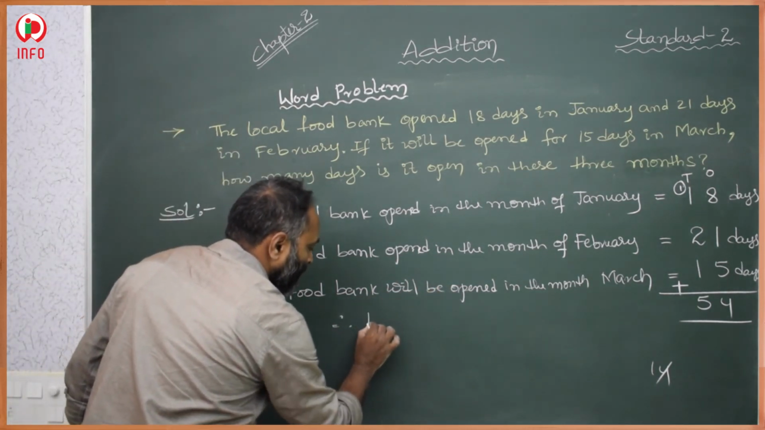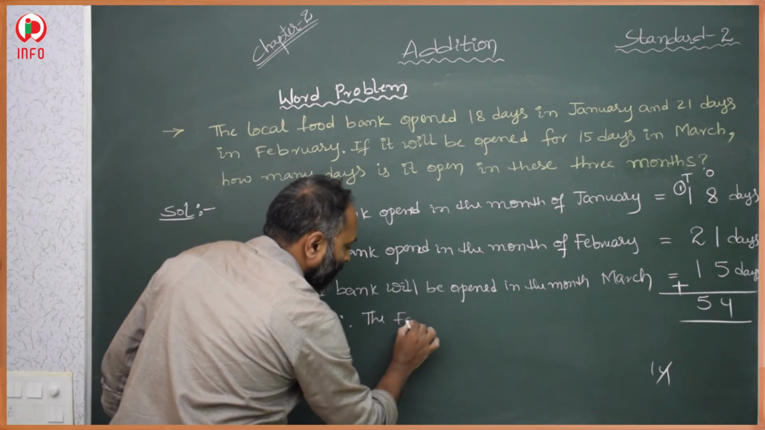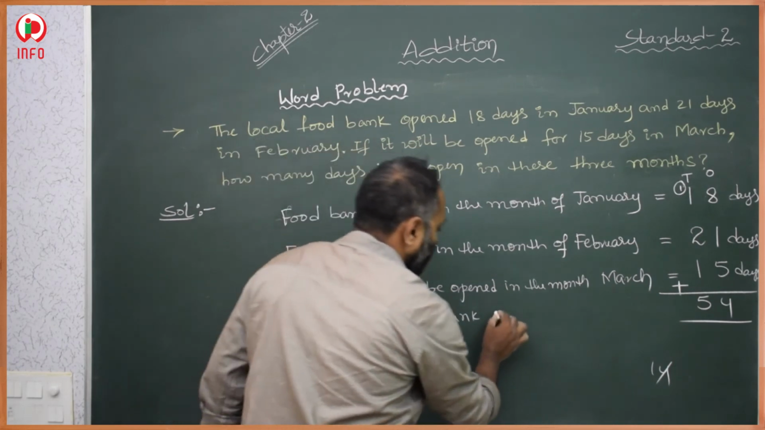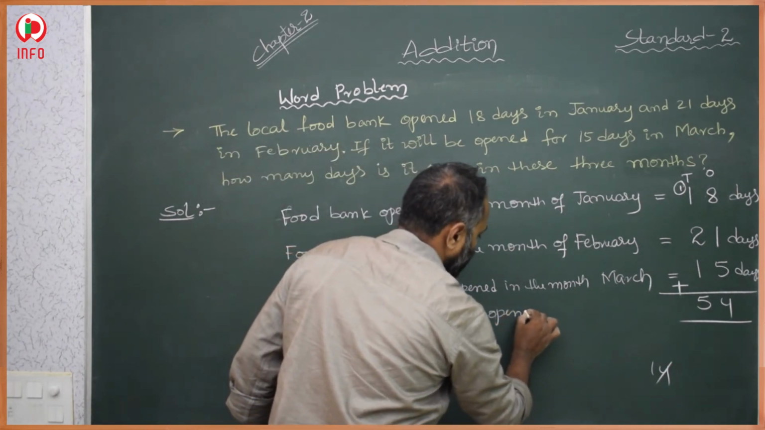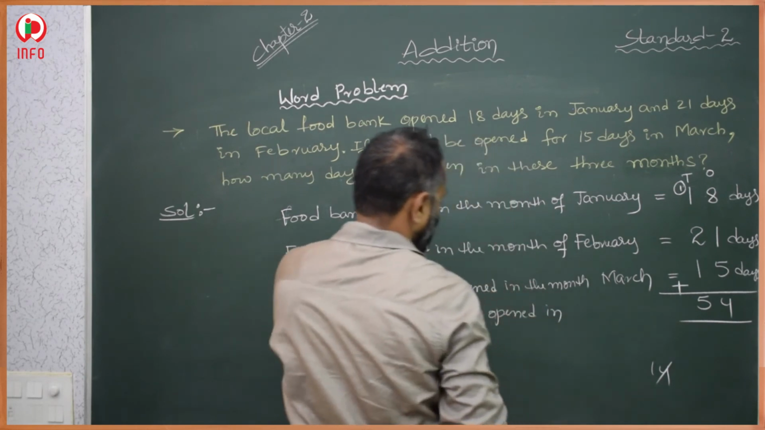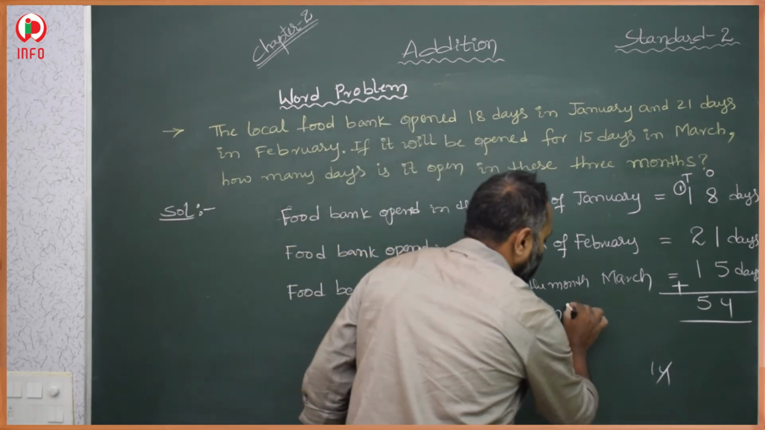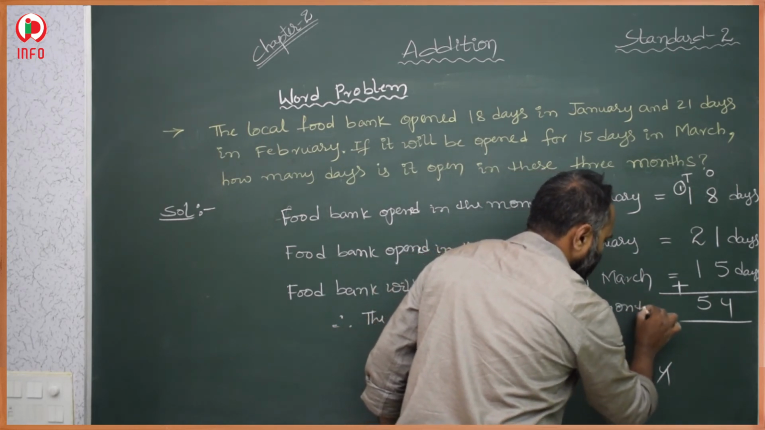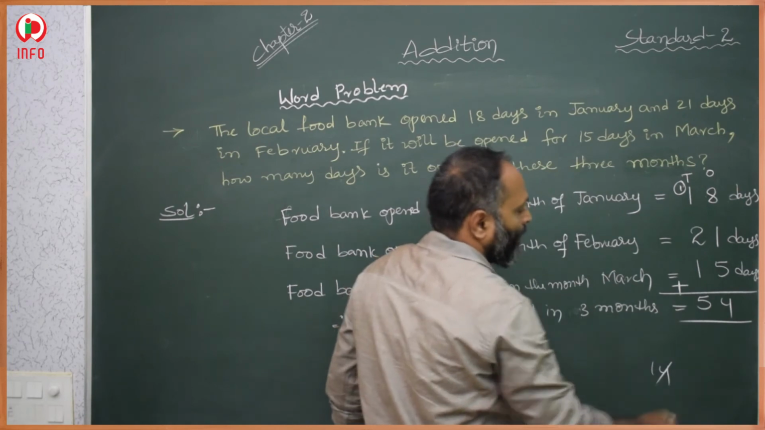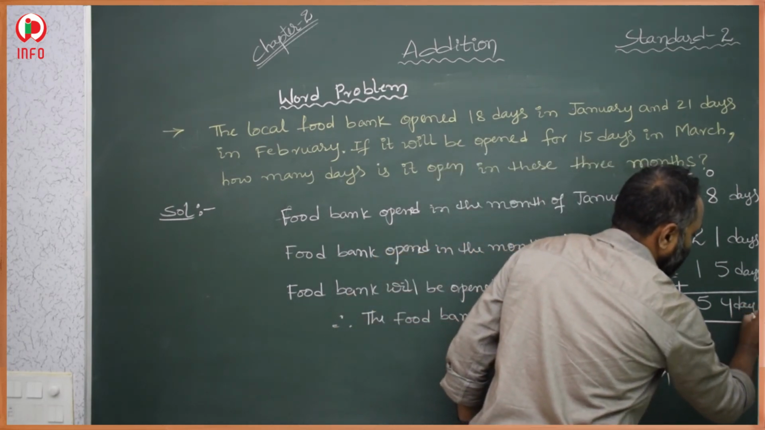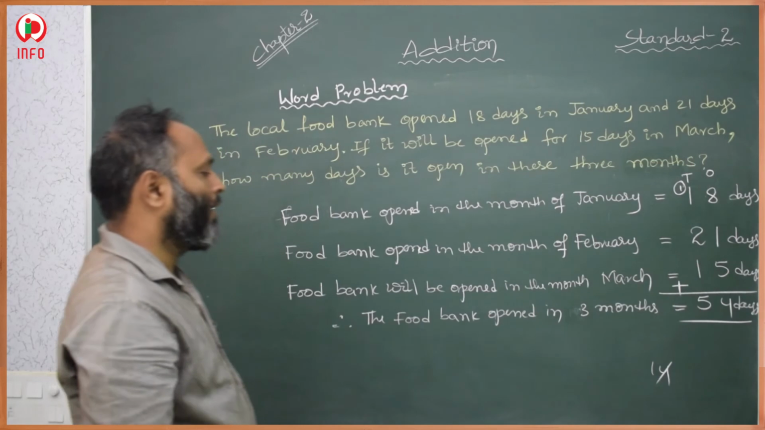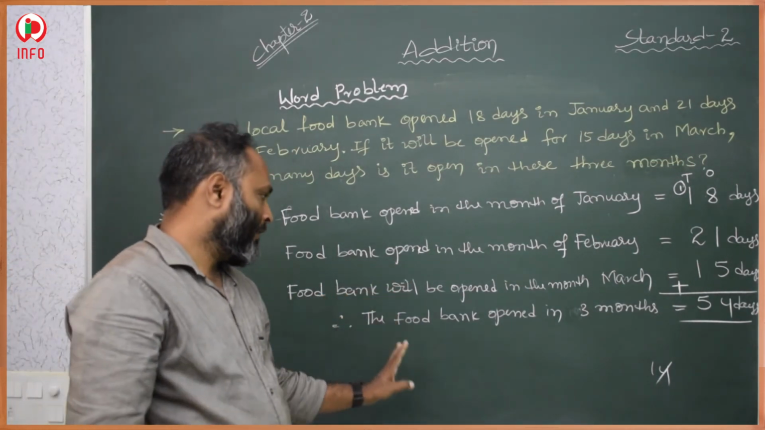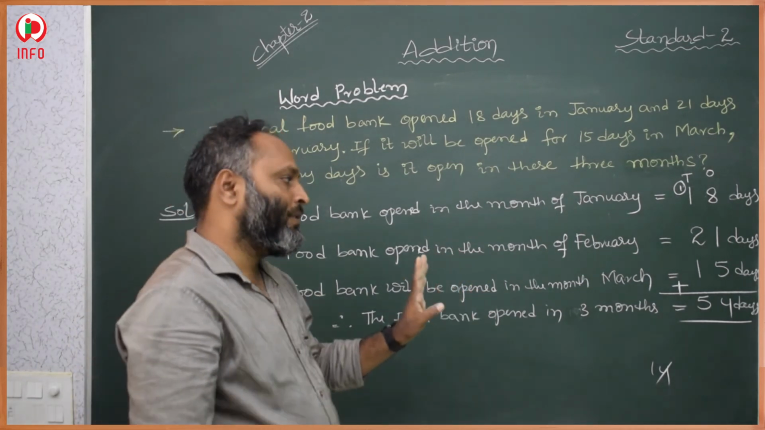Therefore, the food bank opened in 3 months is equal to 54 days. You have to write days also. 54 days. The food bank will open 54 days in these 3 months. Total 54 days it works.